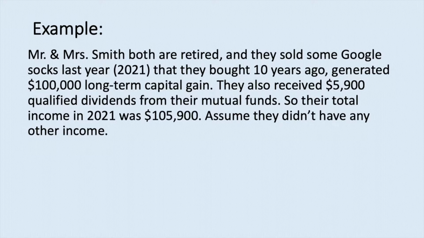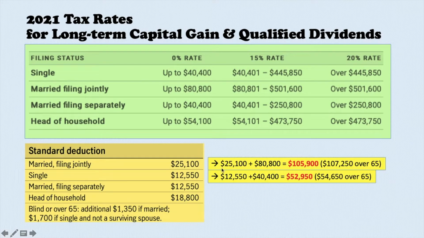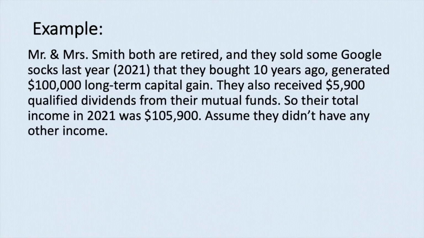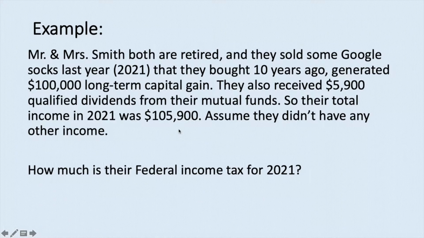You can see I made up those numbers so they're exactly equal to the number here that I call the standard deduction, $105,900. So the question is, how much is their federal income tax for 2021? I told you the answer is 0. I want to show you how to get this number.